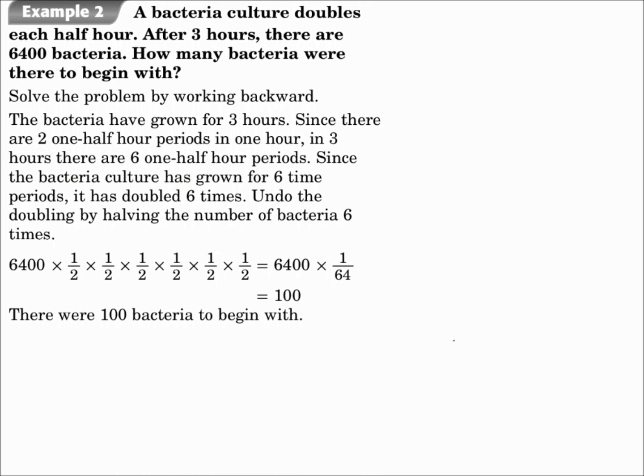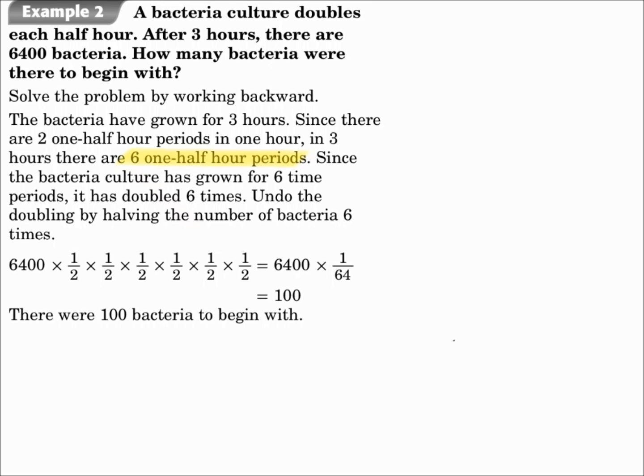Example 2. A bacteria culture doubles each half hour. After 3 hours, there are 6,400 bacteria. How many bacteria were there to begin with? Well, since we're talking in increments of half hours, 3 hours is 6 half-hour periods. So we're going to be doing this 6 times.